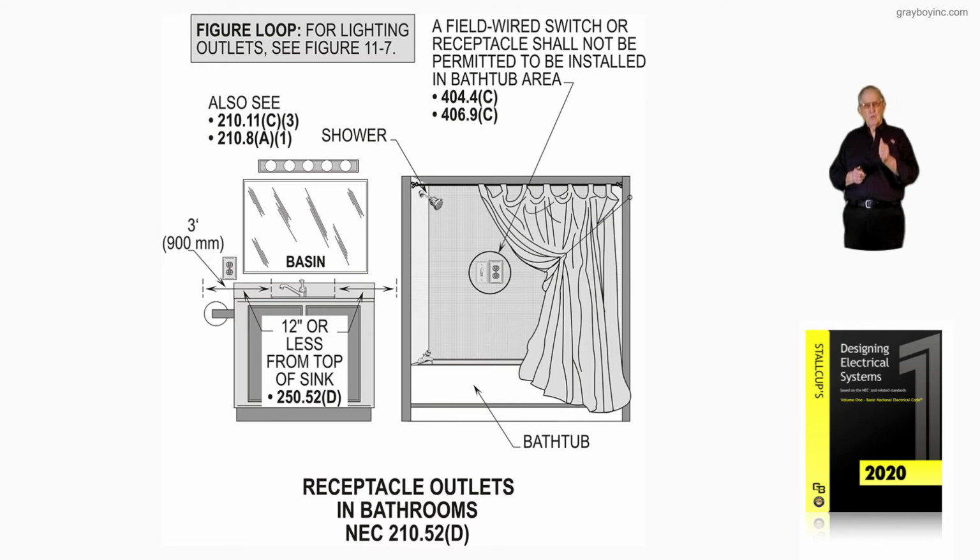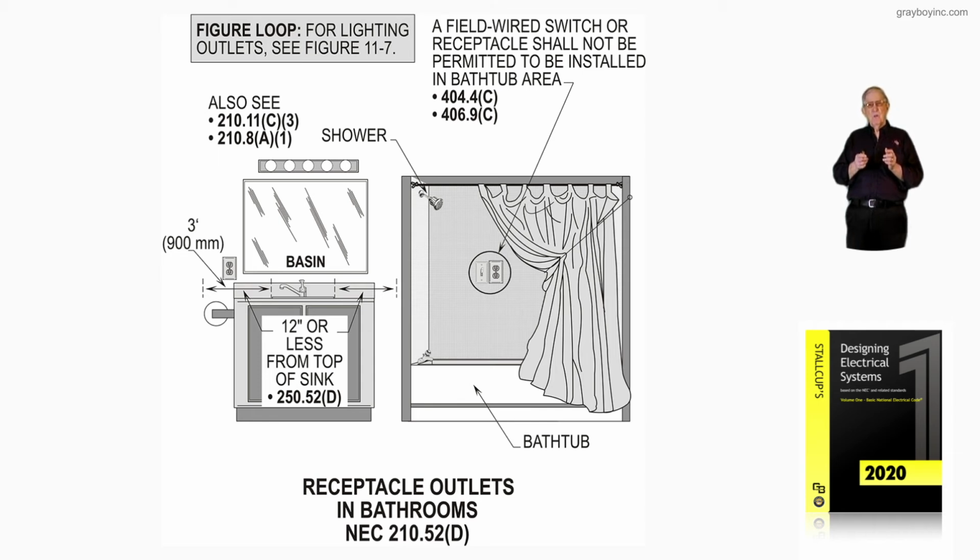Then there's one 20-amp circuit that has to be pulled to the bathroom with no other outlets, is the way the code was in the 2017. But now if you read it, it looks like you could have another outlet on it, serving something like a vent fan or something like that. And you could also take that 20-amp circuit and feed another bathroom. Now, those are the basic rules, but now for the lighting outlets, you'd go to figure 11-7.